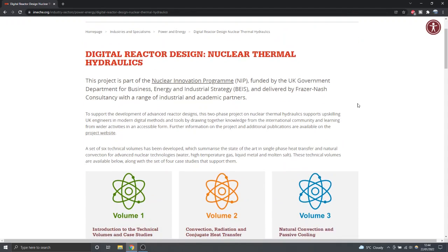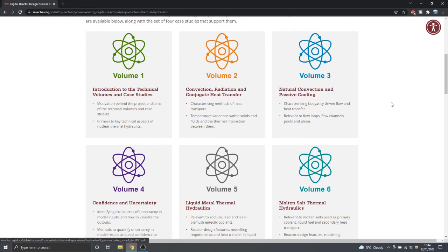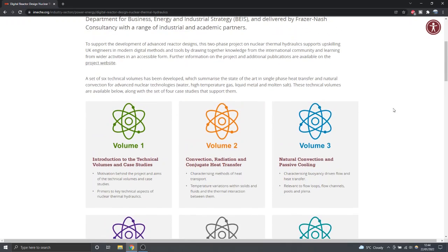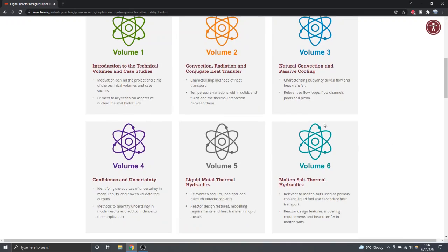And the website briefly describes the project, which is a set of 6 technical volumes, which you can see here, which contain information which describe the current best practice in thermal hydraulics analysis of nuclear reactors. And these are meant to be reference volumes which you could use and refer to in your own work if you're an engineer analysing a nuclear reactor. So we've got 6 different technical volumes, and you see they cover common topics like convection, radiation, conjugate heat transfer, natural convection, and also specific volumes for liquid metals and molten salts for different types of primary coolants.